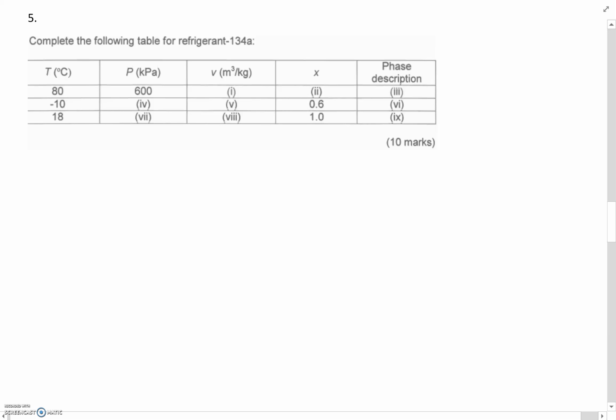Complete the following table. This is actually a good question and a good exercise. As you can see, to answer this kind of question, look at the properties that are given to you. You are given temperature, you are given pressure, you need to identify the specific volume, X and phase. Any table will do. You can use A4 or A5. If you start with A4, from table A4 you need to test first.